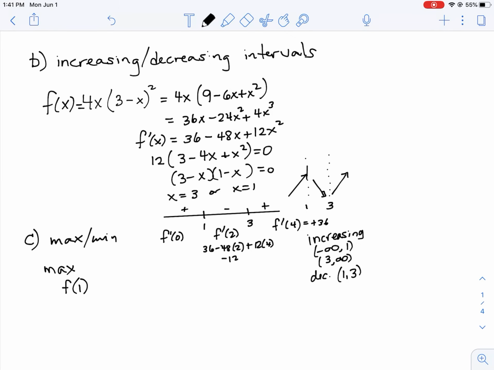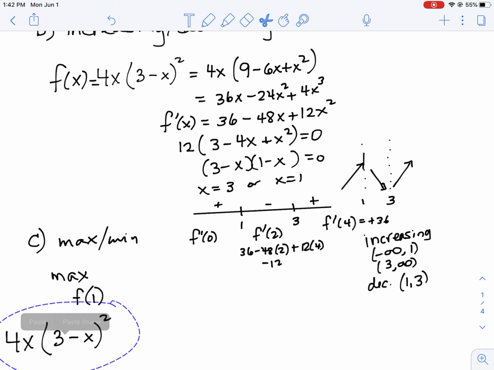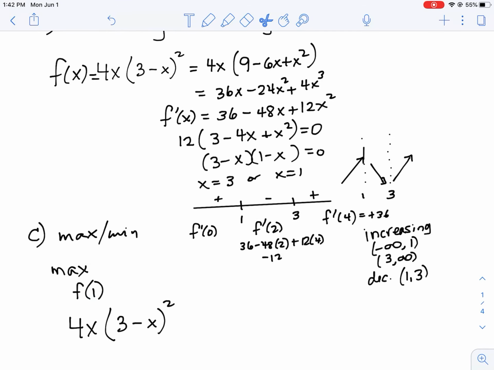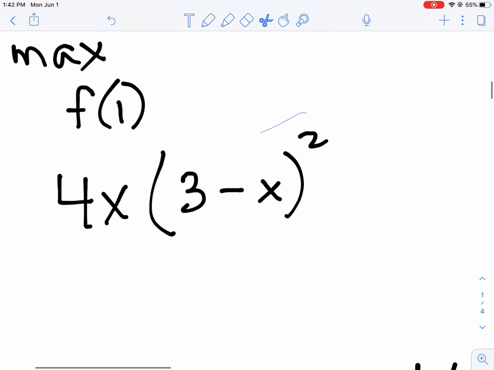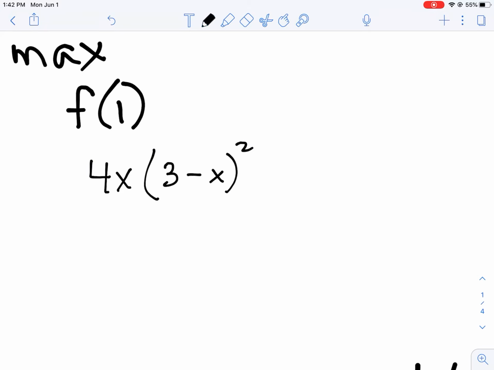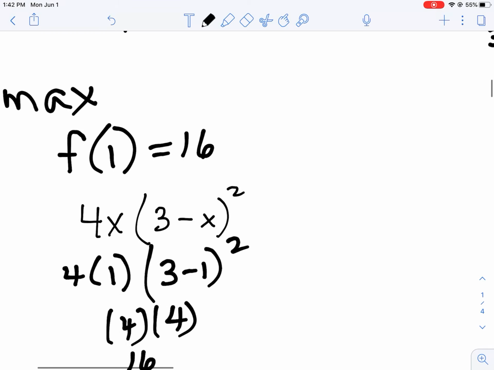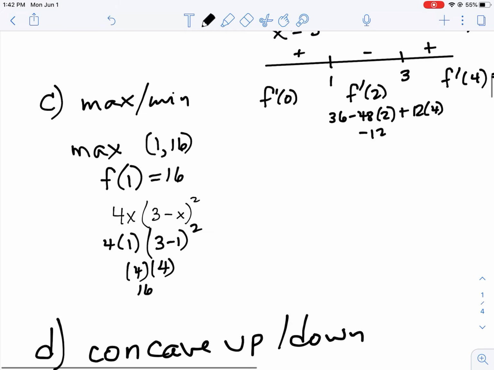So go back to f. So that's 4. Let me just, I think I still have it saved. Yep. So if I do f of 1, maybe I'll make this a little bit smaller so that it fits here better. So f of 1 is going to be 4 times 1, and then 3 minus 1 squared. 3 minus 1 is 2. 2 squared is 4, so 4 times 4 is 16. So f of 1 is 16. That's my maximum at the point 1, comma 16. Remember, the number inside the parentheses is the x.